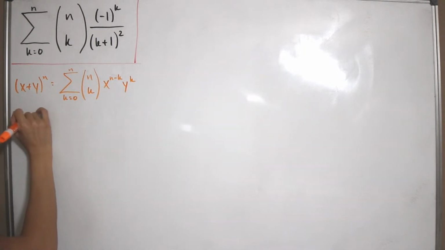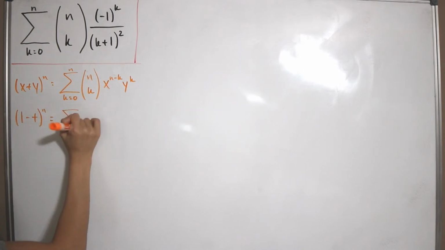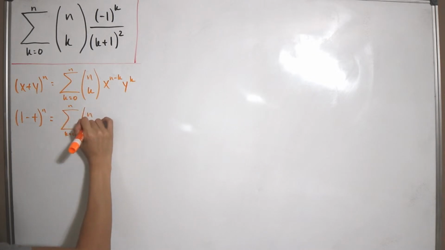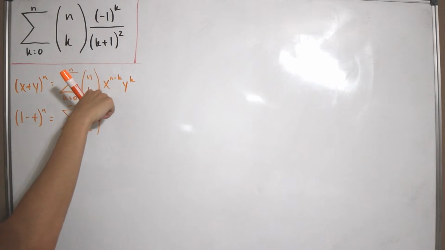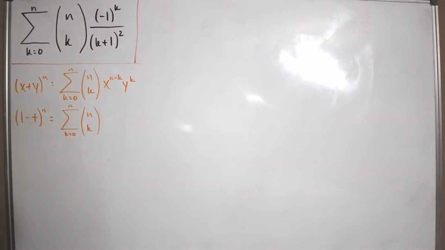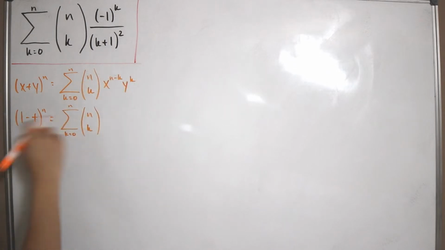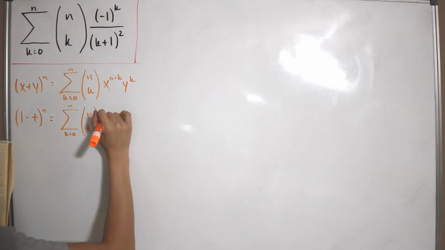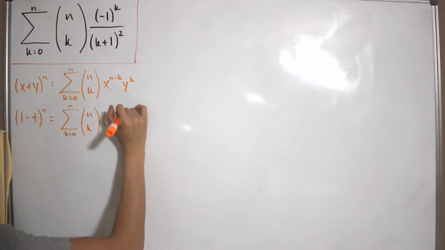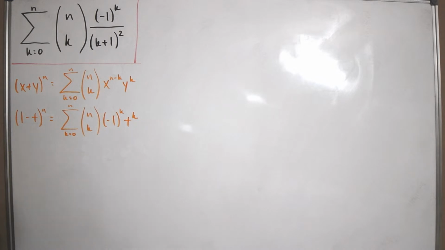So I have 1 minus t to the power n equal to, of course, the same notation over here, and the binomial coefficient doesn't change, but what does change is what we plug in for the input. We set x equal to 1, so 1 to any exponent is just 1 itself. Then negative t to the power k is negative 1 to the power k multiplied by t to the power k. So we have an alternating series, so that's great. We're getting somewhere.